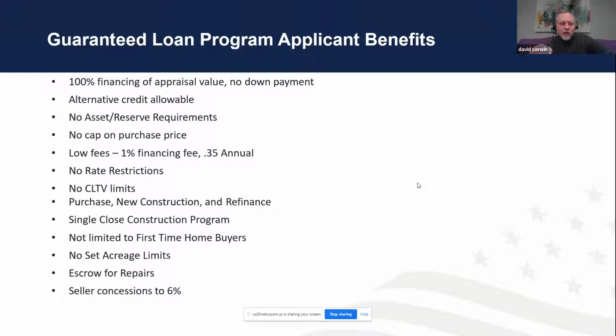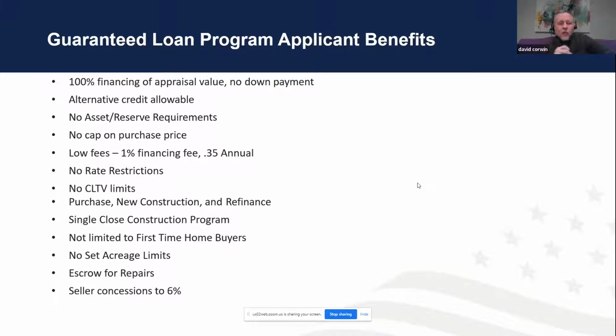We allow alternative credit. So for those who don't have established traditional credit, we do allow alternative credit sources, things like electric bills, gas bills, phone bills, things that wouldn't normally report on credit, to establish someone's ability and willingness to repay loans. There's no asset or reserve requirements. There's no cap on the purchase price. Of course, there is an implied purchase price cap in that there are income restrictions for the program, and that, along with debt ratios, would create a cap, but we don't have a listed cap when someone goes shopping. It's whatever they can afford.